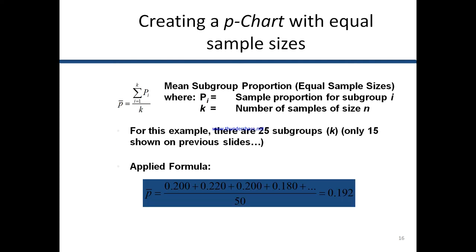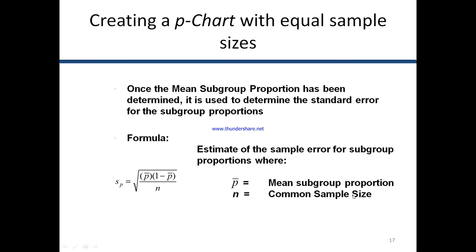Okay, in this example, there are 25 subgroups, K values, and only 15 in the slides, right? So what you have to do is take the total of all the proportion values, and then divide it by K, since you are concerned about the same sample size and each sample contains 50 observations. So you take the total and divide it, then you'll get this value as 0.192.